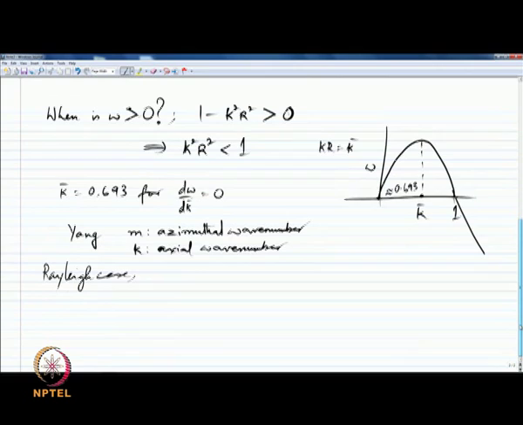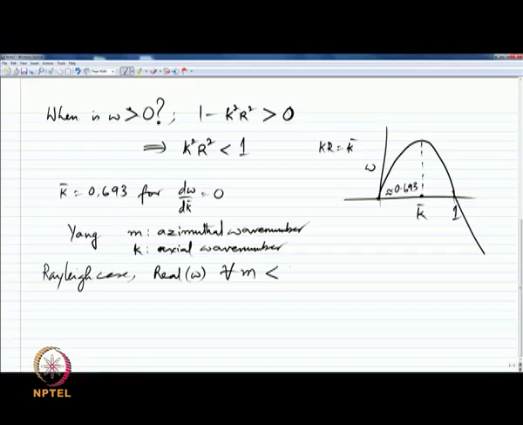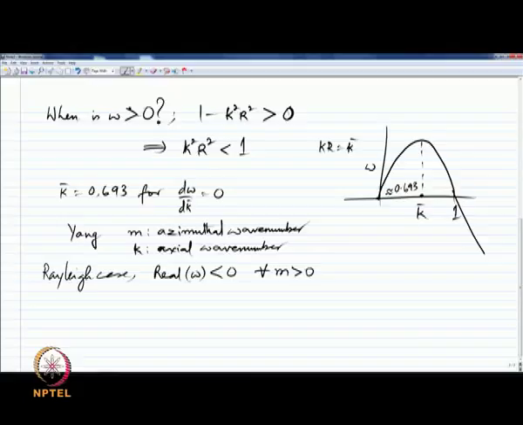what we can show is that the real part of omega for all m is less than 0. That is, all m greater than 0, so m equal to 1, 2, 3, etcetera, are all unconditionally stable. That is, even if you were to introduce a perturbation that has an azimuthal feature to it, they would be damped out, they would be attenuated. Whereas, axial perturbations, especially near this number 0.693 in wave number, are likely to grow.